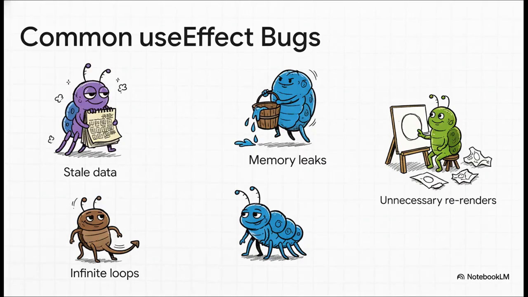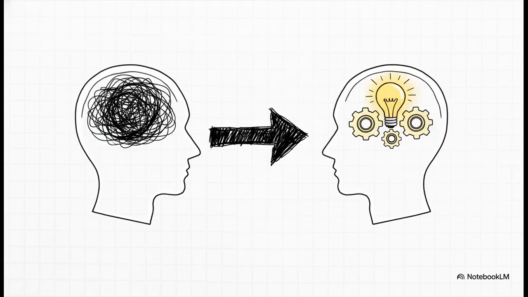And all of those classic bugs we run into, stale data, those dreaded infinite loops, sneaky memory leaks that can crash your app, even unnecessary re-renders that slow everything down, they almost always come from one single fundamental misunderstanding of what useEffect is actually for. So over the next few minutes, we're going to fix that misunderstanding for good. We're going to arm you with a new way of thinking about it, a mental model that will make writing effects feel intuitive, instead of like you're walking through a minefield.